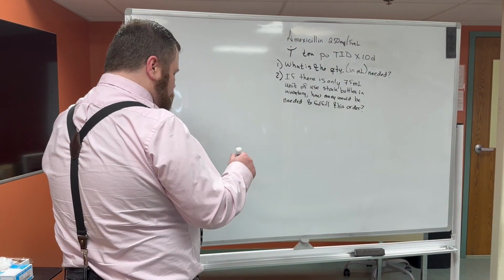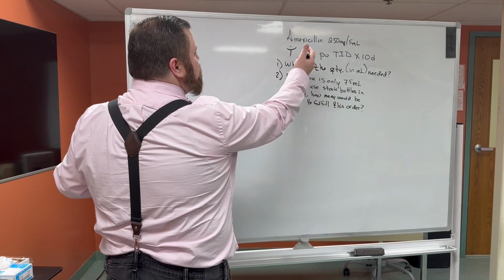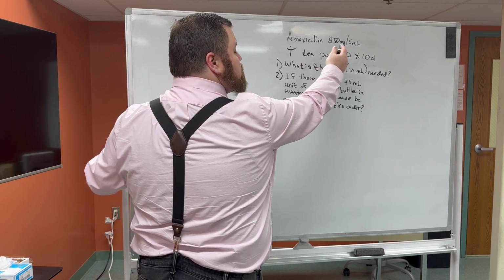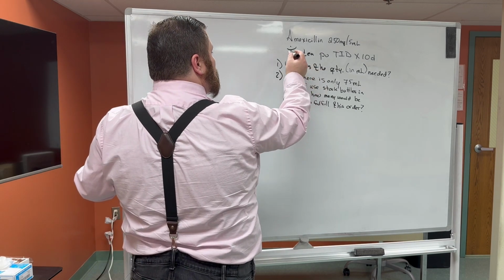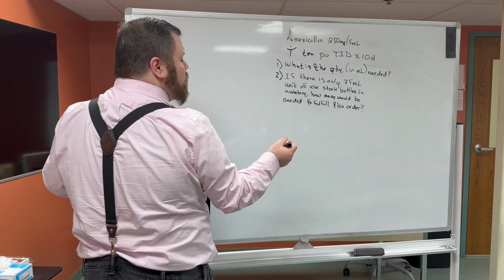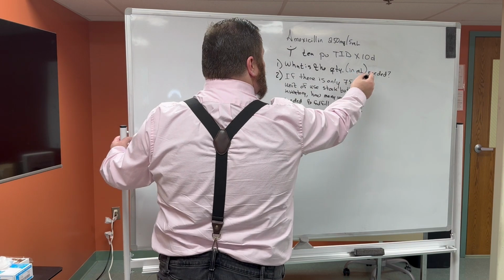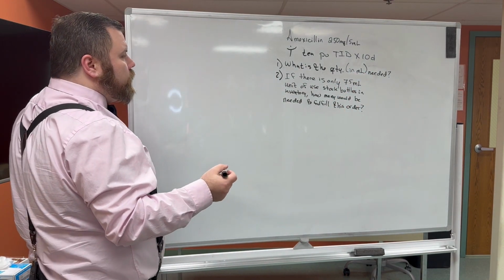So we have an order that comes in from a patient and it says amoxicillin 250 milligrams per 5 mLs. The SIG on the order reads the following: 1 teaspoon by mouth 3 times a day for 10 days. The first question we need to ask ourselves is, what is the quantity in mLs needed to fulfill this order? So let's figure that out.